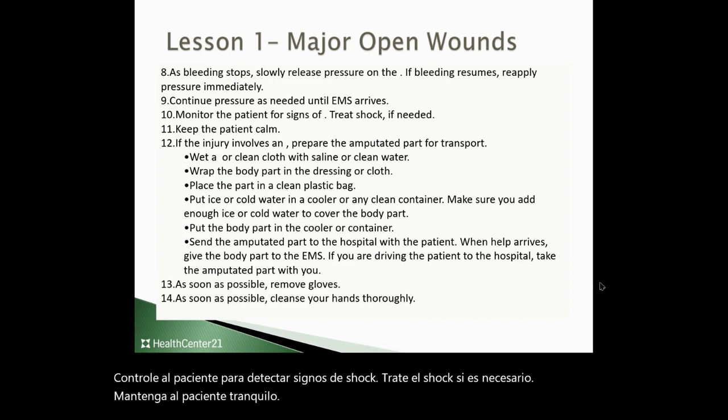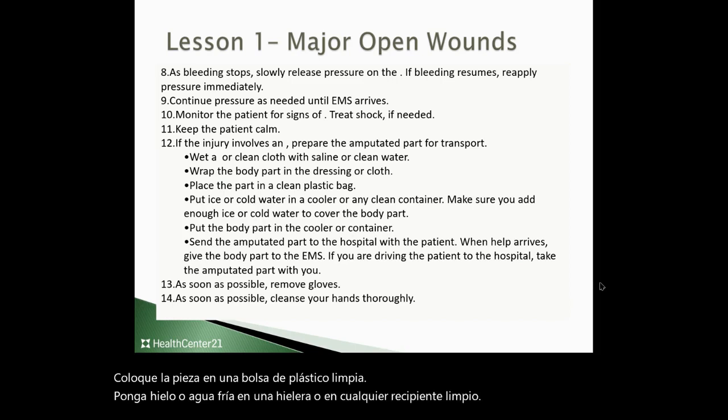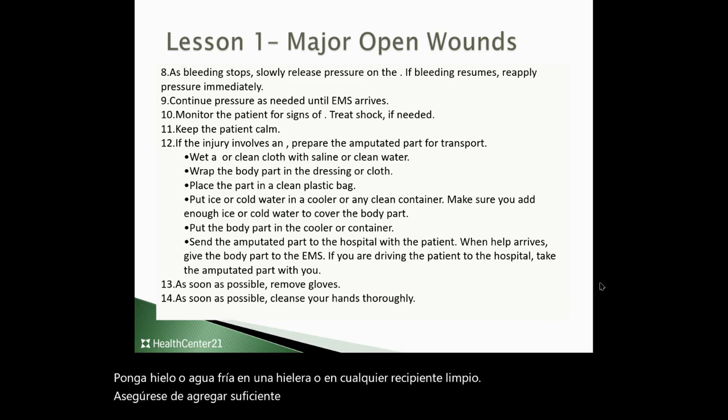If the injury involves an amputation, prepare the amputated part for transport. Wet a dressing or clean cloth with saline or clean water. Wrap the body part in the dressing or cloth. Place the part in a clean plastic bag. Put ice or cold water in a cooler or any clean container. Make sure you add enough ice or cold water to cover the body part.